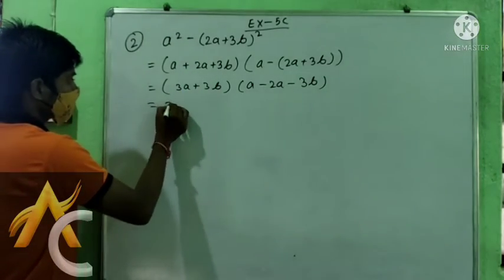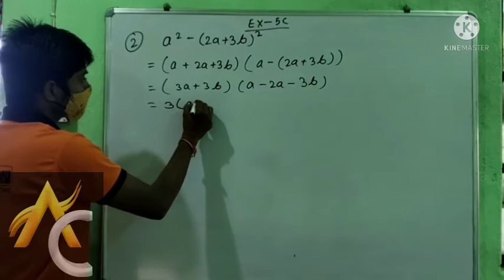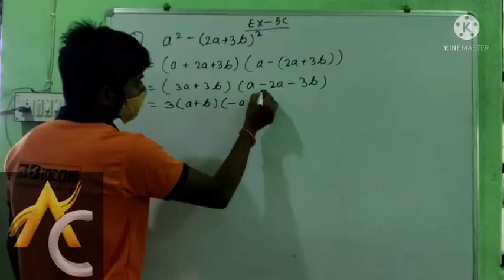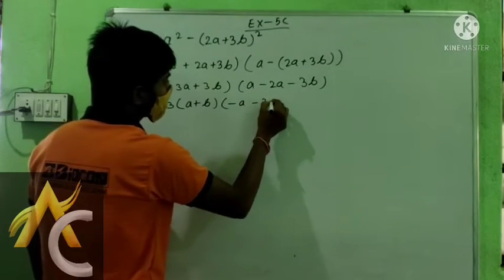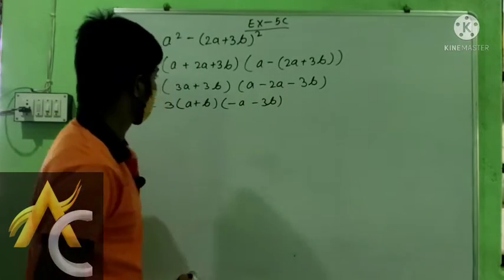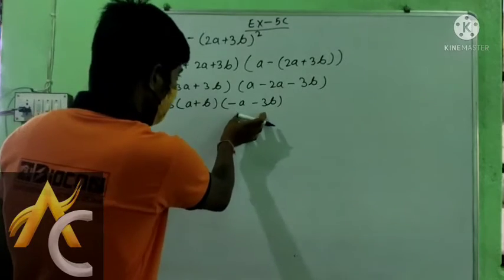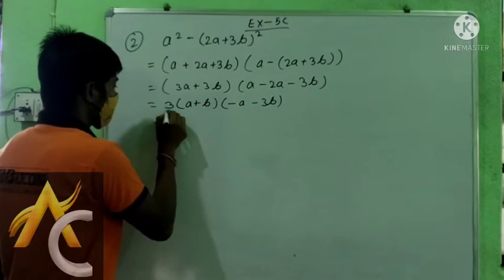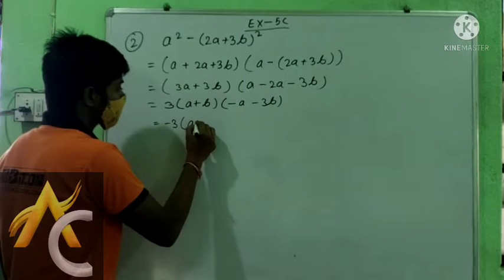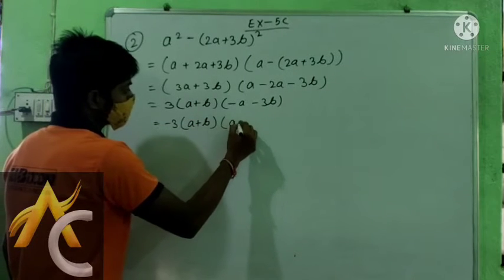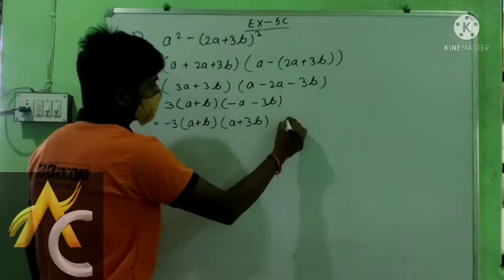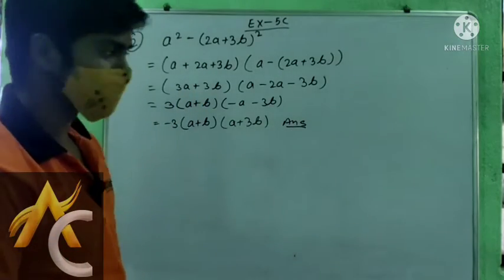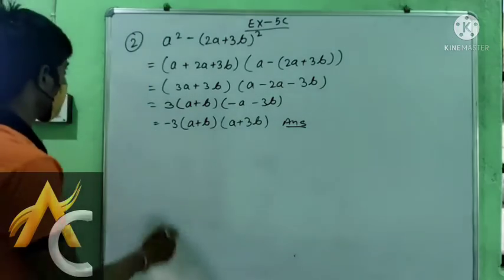Now take 3 common, then it will be 3(a plus b) into (minus a minus 3b). You can take minus 1 common as well from these terms, so it will be minus 3(a plus b)(a plus 3b). This will be your answer. Simple. Now our next question is question number 4.